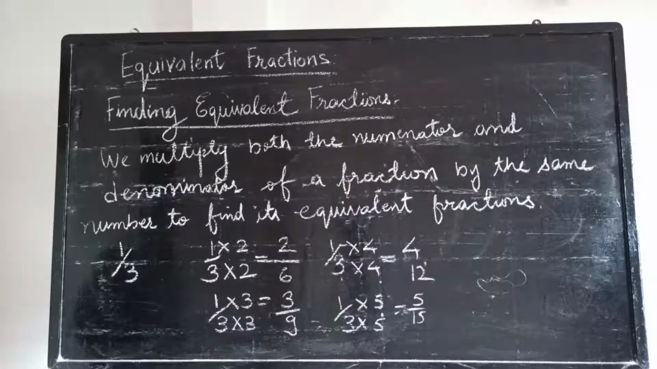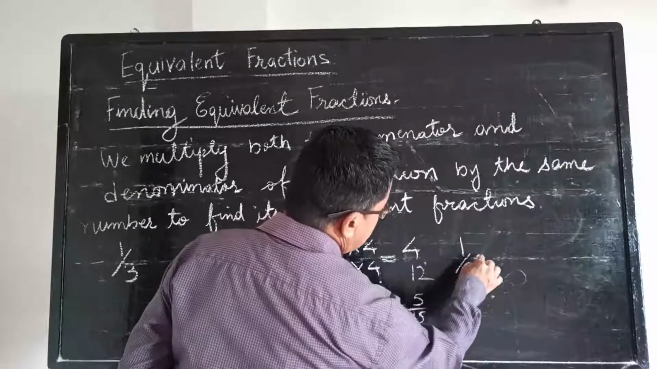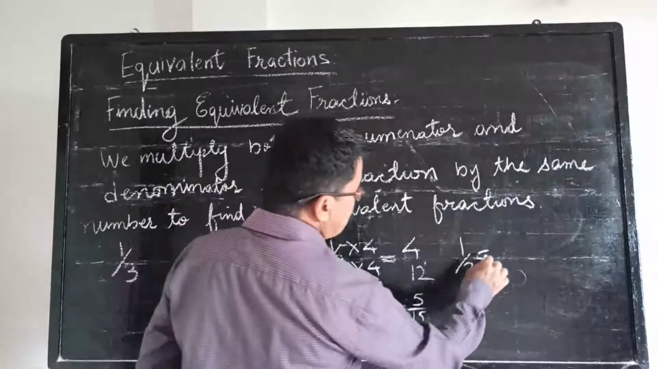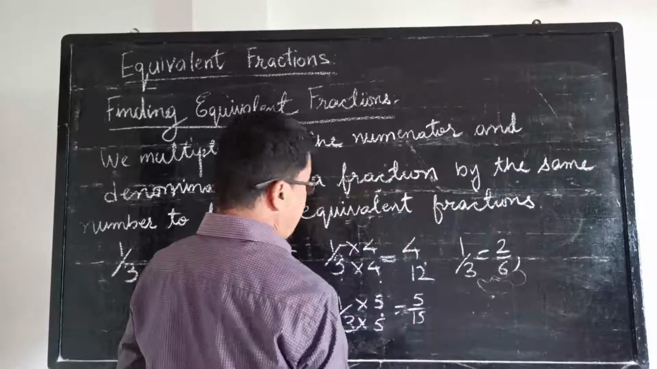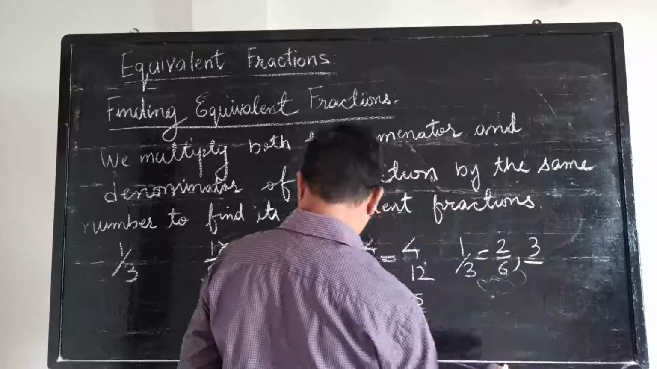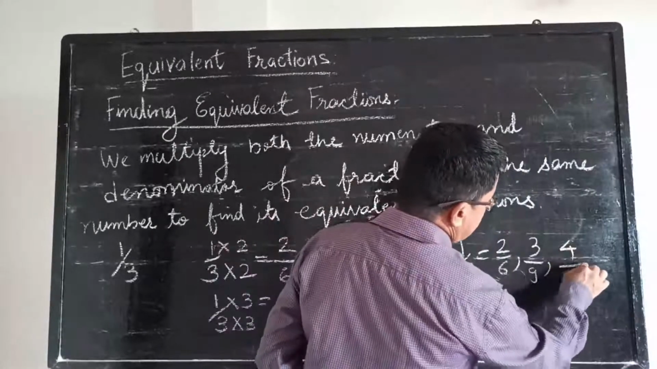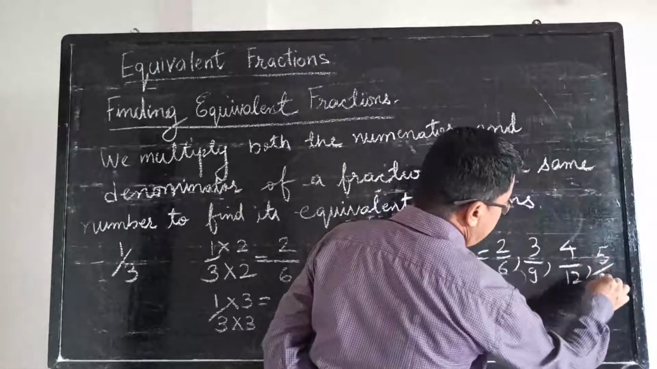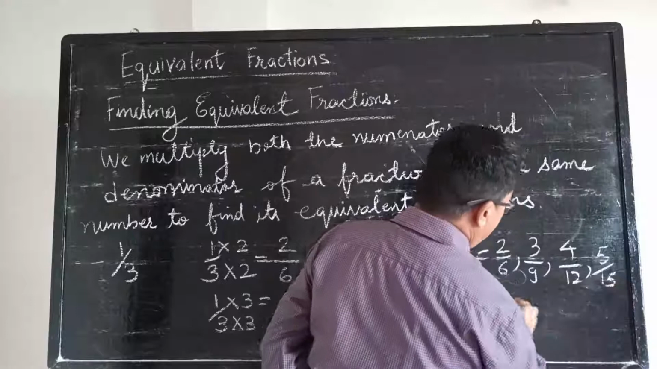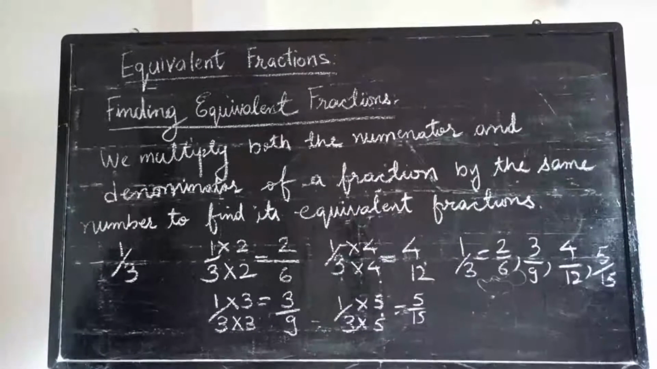The first 4 equivalent fractions of 1 upon 3 are equal to 2 upon 6, then 3 upon 9, then 4 upon 12, and the last one 5 upon 15. These are the first 4 equivalent fractions of 1 upon 3.